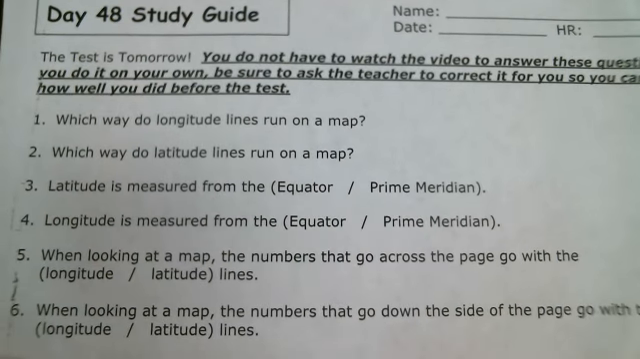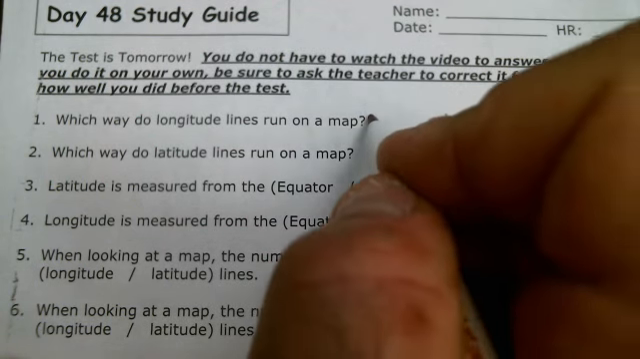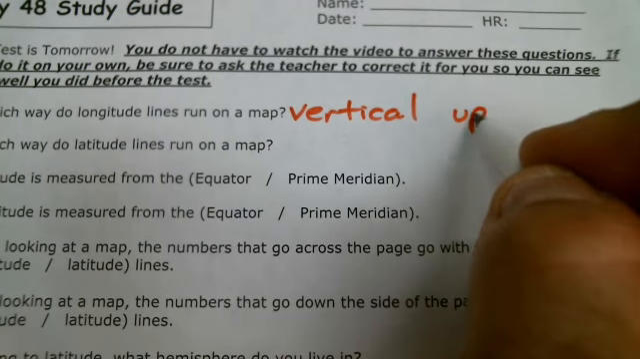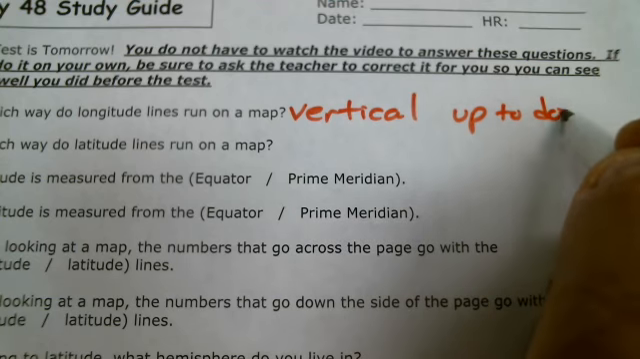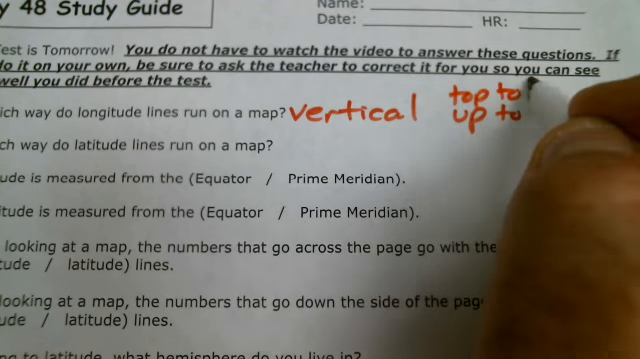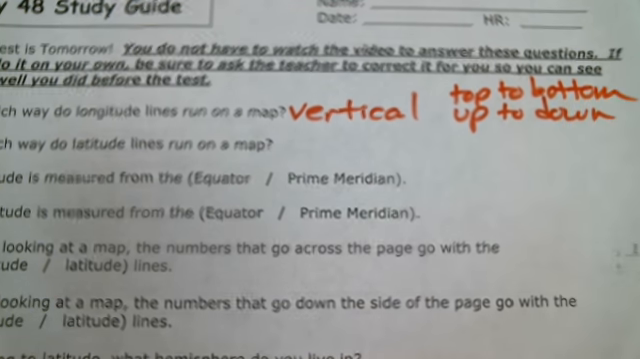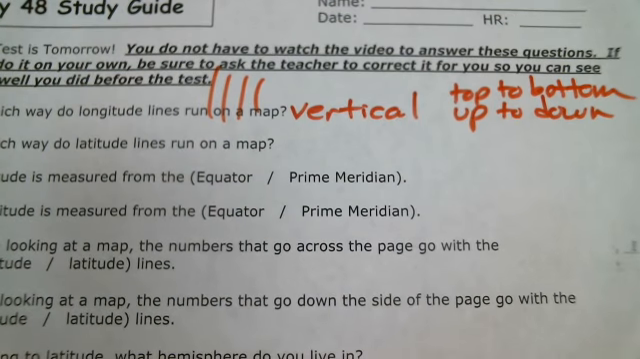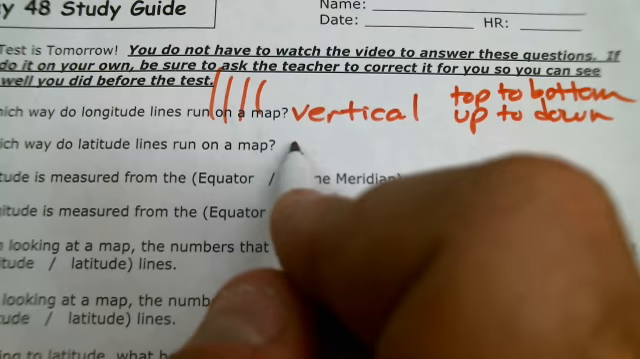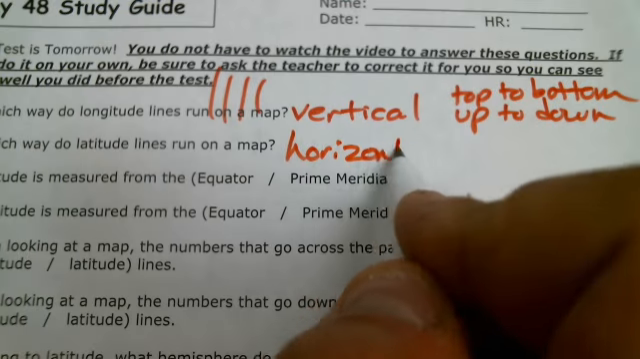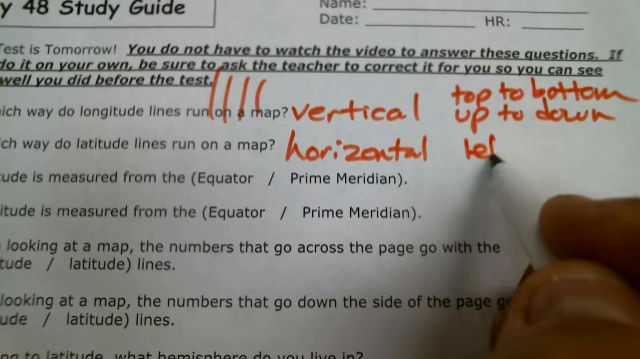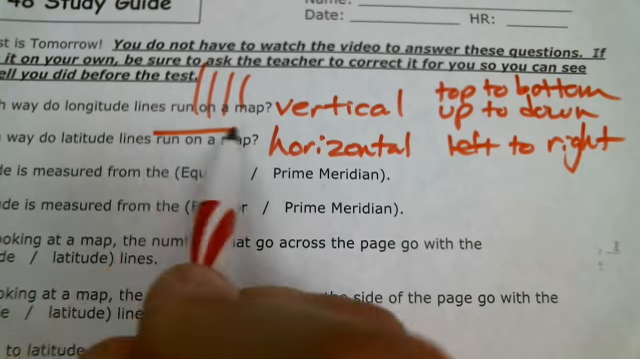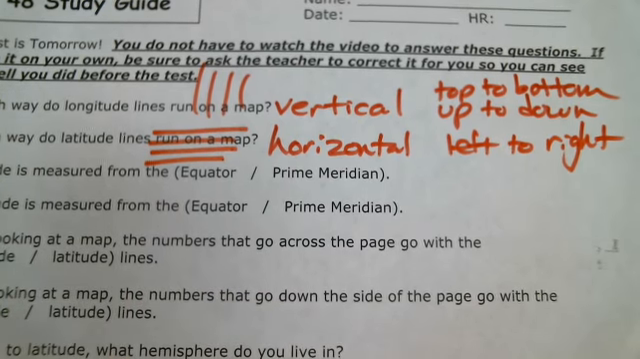Number 1, which way do longitude lines run on a map? They run vertical. In other words, they go up and down. Up to down. Top to bottom. They go this way. Which way do latitude lines run on the map? They are the horizontal lines. In other words, they run left to right. They are the lines that go like this on the map.